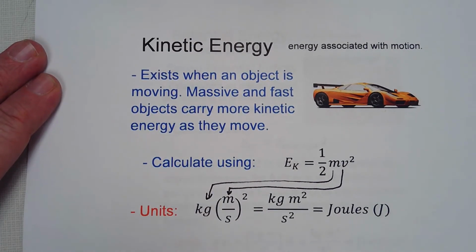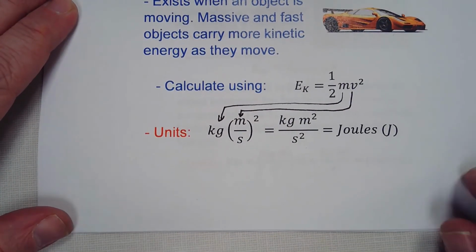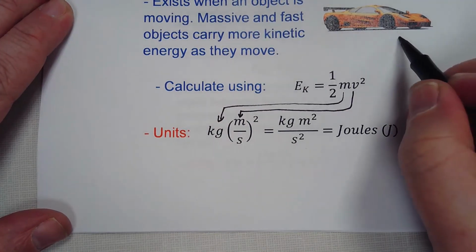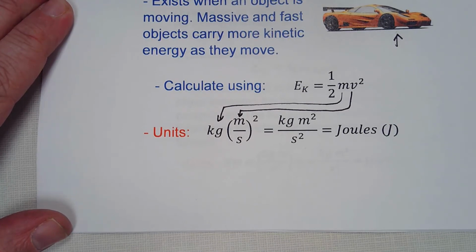Now, interestingly enough, what we'll find out is every form of energy can be measured in the same unit, regardless of what kind of energy it is. The joule is the standard unit of energy in the metric system. Now, let's do a sample calculation here so we can get a feel for what those calculations might look like. So let's say we had this McLaren F1 and we wanted to know how much energy it has when it's moving at top speed.